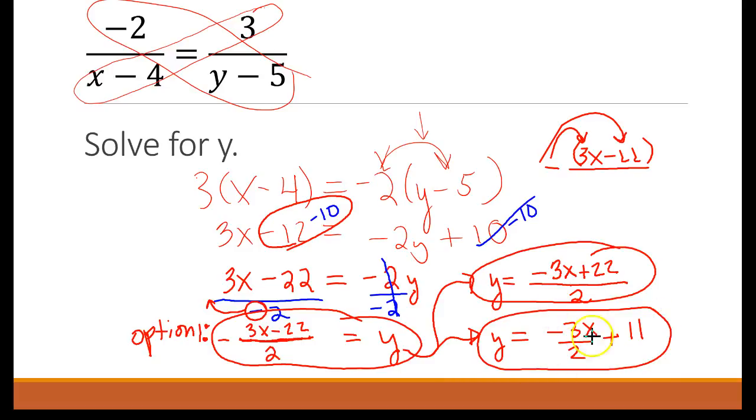And look, we put it in slope intercept form, as you can see. If your teacher were to ask you what is the slope, you say negative 3/2. What is the y-intercept? Would be 0, 11. So this is the slope intercept form. Let's move on.